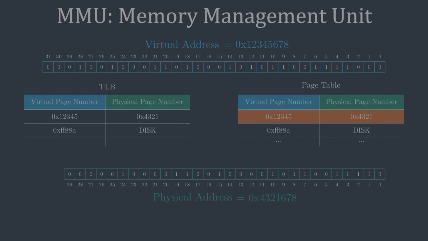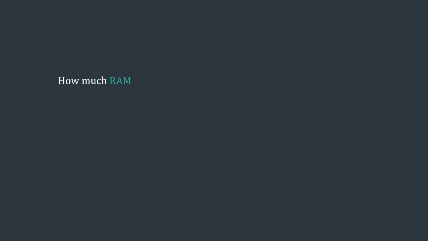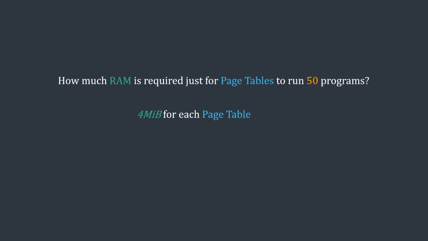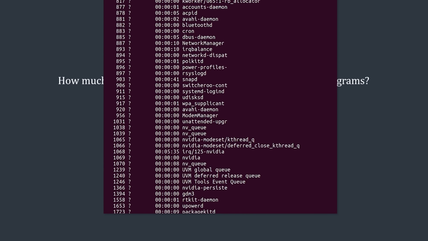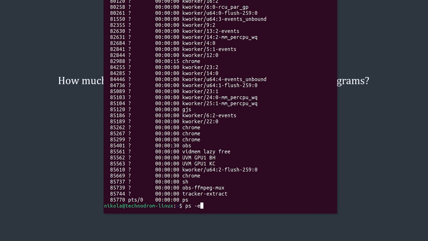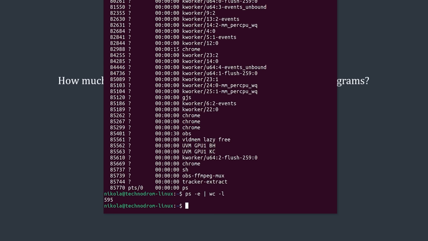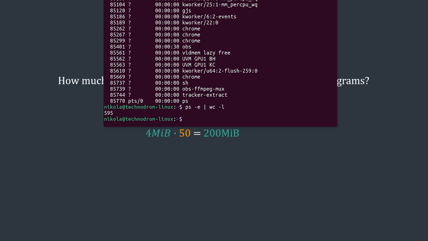This all looks great, but how much memory do we need to run, say, 50 programs? We need 4 megabytes of memory for each program, so this would be 200 megabytes. Modern computers run many programs at the same time. For example, I have 595 programs running right now in the background on my Linux box, which would need more than 2 gigabytes of RAM just for page tables, even if most of these programs didn't require much memory for themselves. That's a lot of wasted RAM.